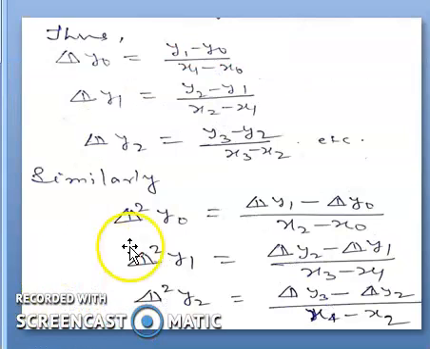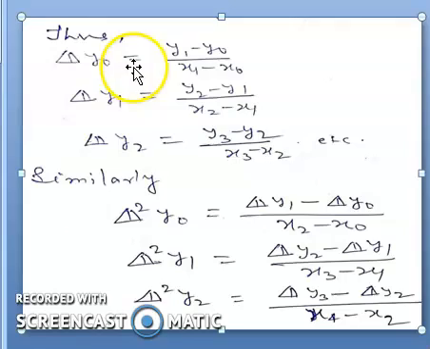Now for the first order, similarly, del of y0 is (y1 minus y0) divided by (x1 minus x0). Del of y1 equal to (y2 minus y1) divided by (x2 minus x1). Del of y2 is (y3 minus y2) divided by (x3 minus x2), etc. Here is del of y0, which starts from y1 minus y0 divided by x1 minus x0; here is del of y1, which starts from y2 minus y1 divided by x2 minus x1; here is del of y2, which means y3 minus y2 divided by x3 minus x2, etc.